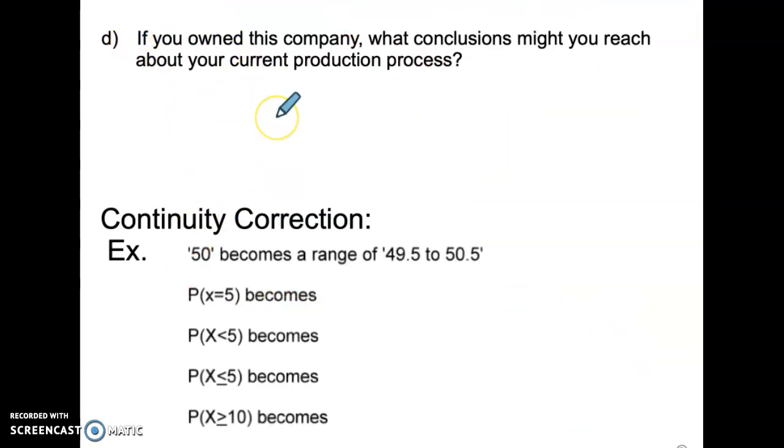So the next question says, if you own this company, what conclusion might you reach? If we think about it, 78.8% essentially are within the acceptable range, but that means that there's an awful lot of waste. So I would say based on those probabilities, there's too many rejects.